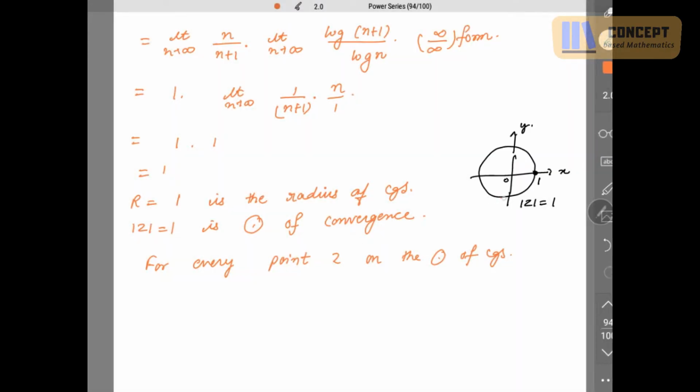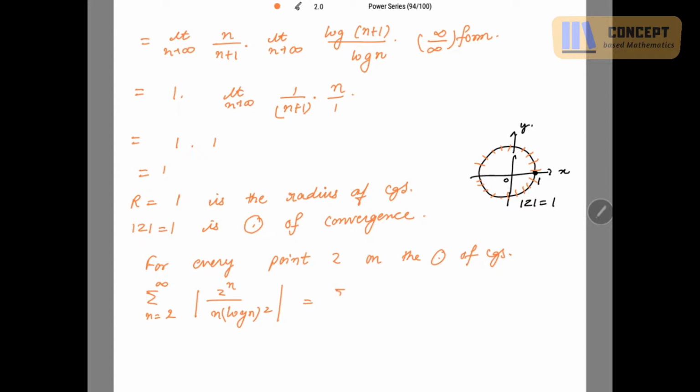So for all the points on the circle of convergence, I am checking my power series, that is, sum from 2 to infinity of mod of z to the power n over n log of n square. What is this mod equal to? Sum from 2 to infinity, mod z to the power n over n log of n square. Now on the circle of convergence, this mod z is equal to 1. So this is n going from 2 to infinity, 1 over n log of n square.